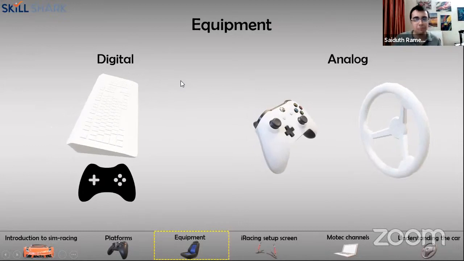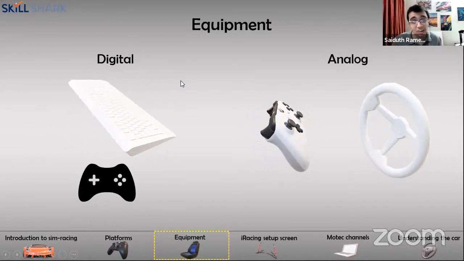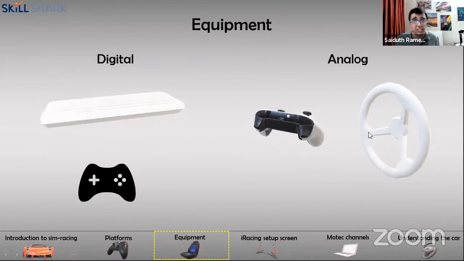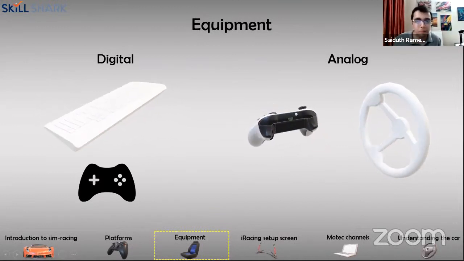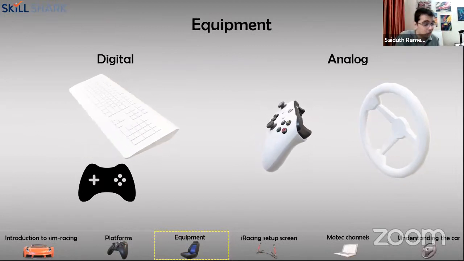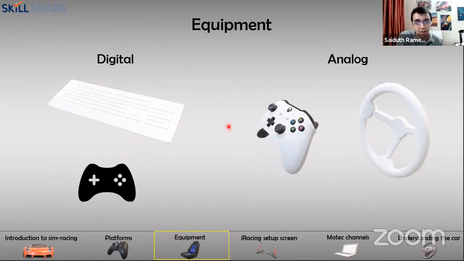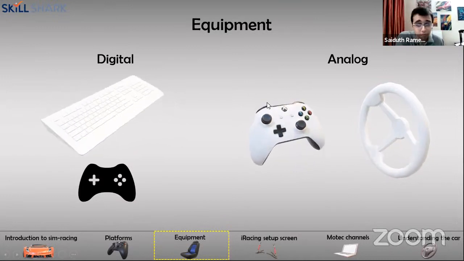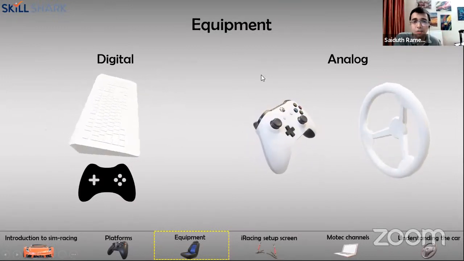Well, a better alternative to that is using analog inputs. These are some examples of it. You obviously have a steering wheel, which especially I feel, and I guess most people would agree, is the best input you can use for professional sim racing. But using an analog controller like this, like an Xbox controller or a PS4 controller, is really good to start off with.